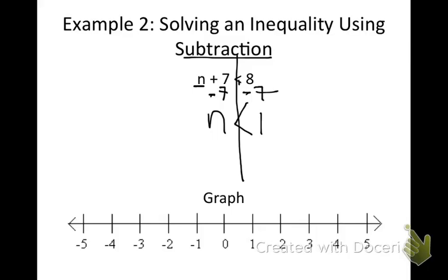So I'm going to graph that. Down here on my number line, I see the number 1. I'm going to make an open circle. It's an open circle because this is just a less than sign. It's not equal to. And n has to be a number less than 1. So my number should go to the left. So I could have any number less than 1.